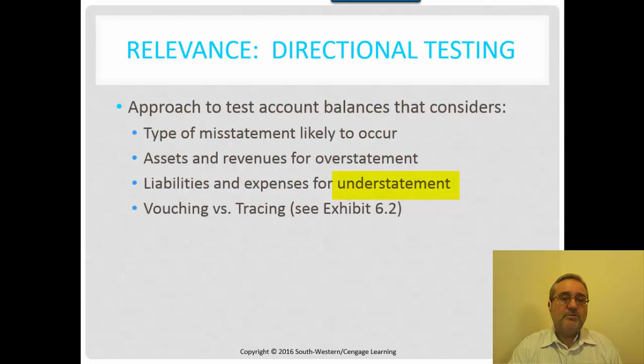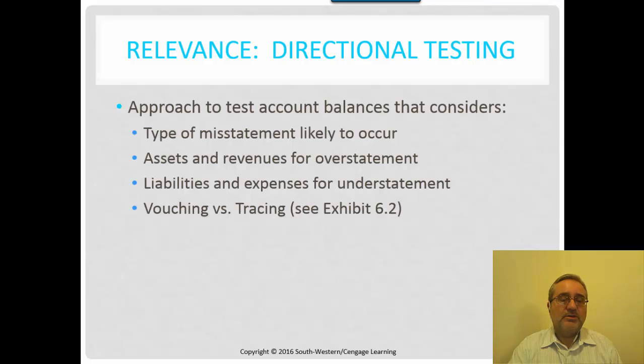So what we're going to do is look at the source documents that essentially show that a liability exists or an expense actually transpired, and then determine if in fact these things were reported in the financial statements. Again, this does not mean that we're not going to do tracing and vouching for all of these groups, but what we're looking at here are the types of possible misstatements.